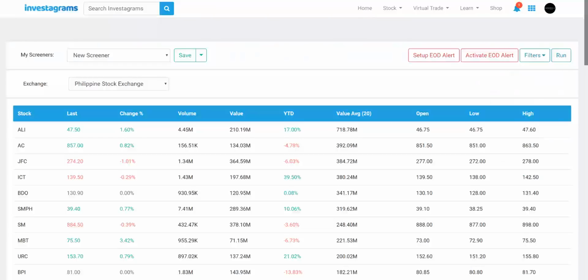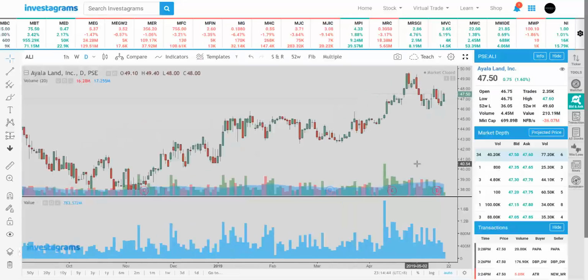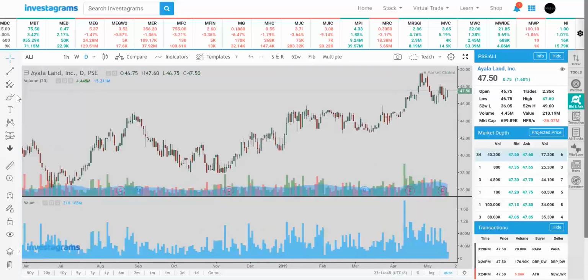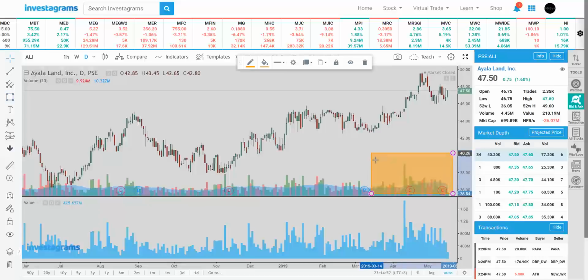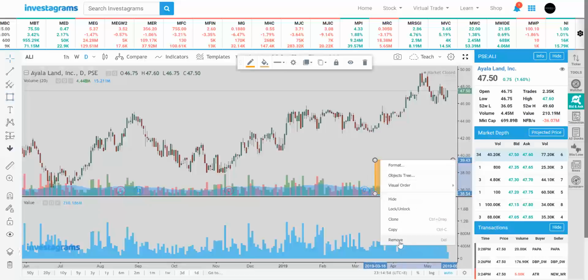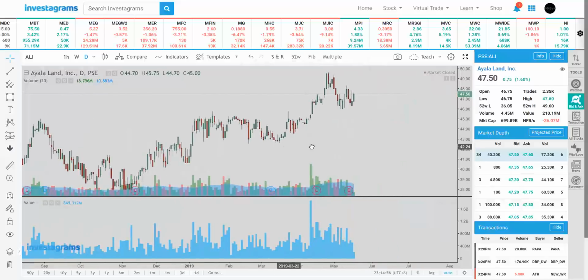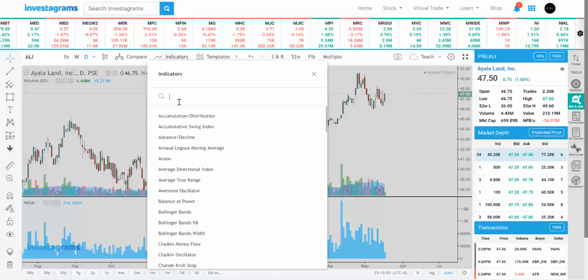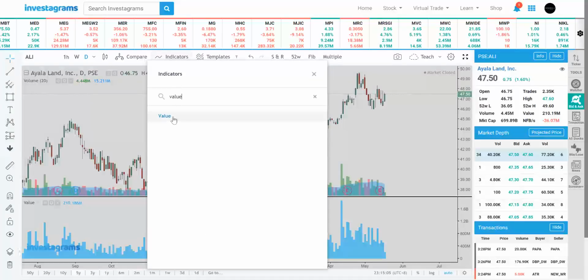So let's check out how the value turnover plays a part in selecting stocks. Okay, so you could see here that what we usually use is volume. You can see here in the orange box, right? But if you want to translate volume into monetary values, then you could use value as an indicator. So you could just search here and then type value. So it's basically the same.